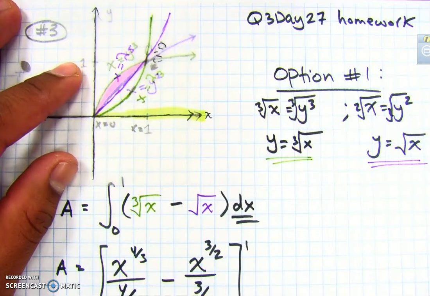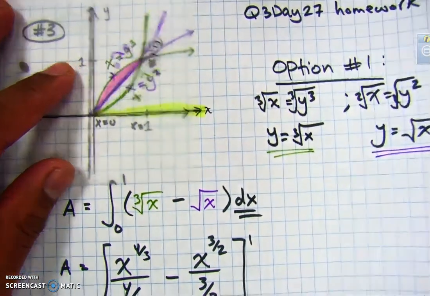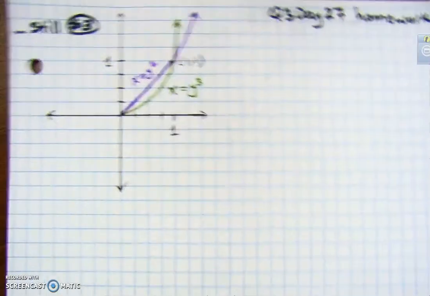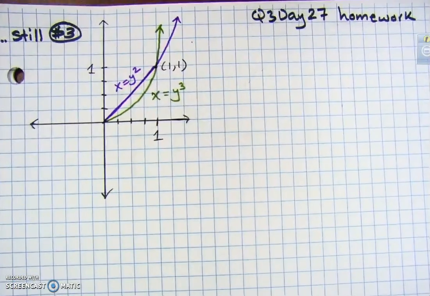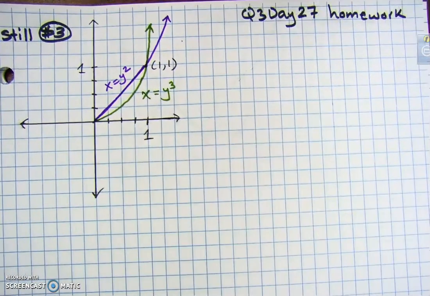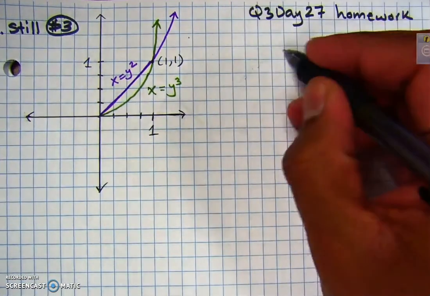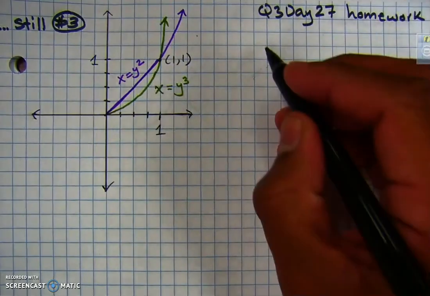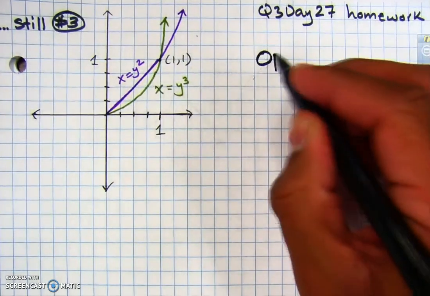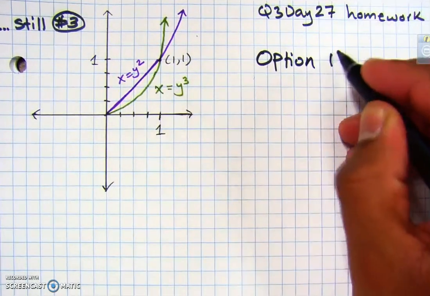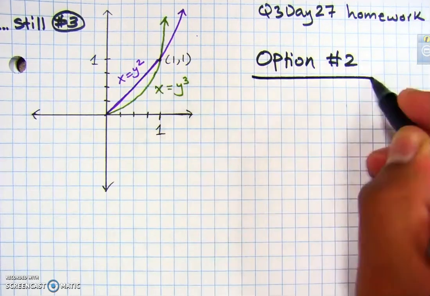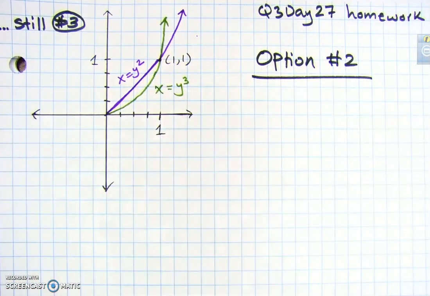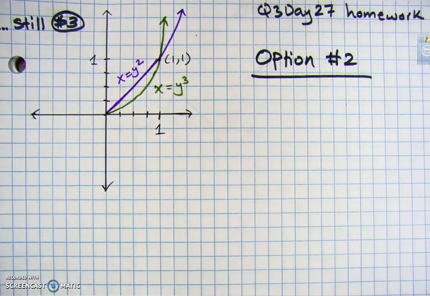We get this function here, or it looks like this now. Okay, so this is option number 2. And by the way, we're still on problem number 3. This is just a different way to do problem number 3.